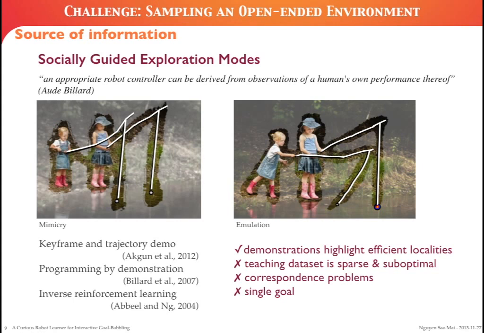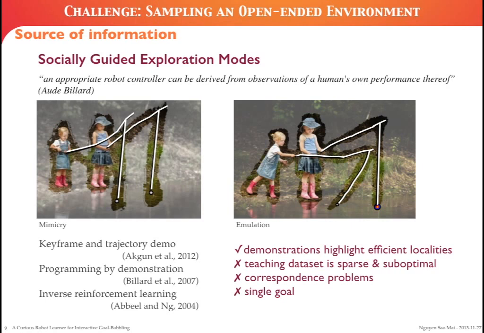But the problem is that you are very dependent on the teaching data set, which can be sparse and suboptimal. So the teacher may give you not enough demonstrations, and maybe the teacher is not so good at the task he wants to teach you. You also have correspondence problems, meaning that the teacher and the learner don't have the same bodies. Robots are not built like humans. And the problems are in dynamics and representation of movements that can be different.